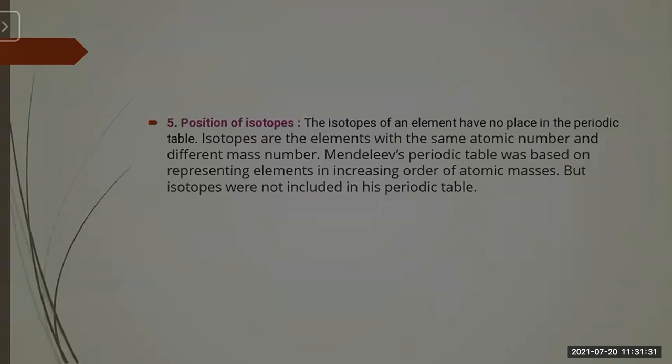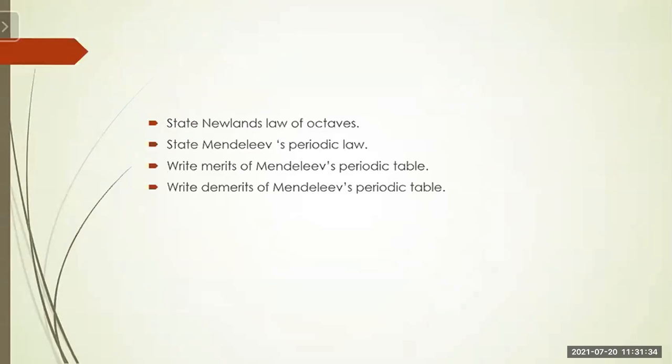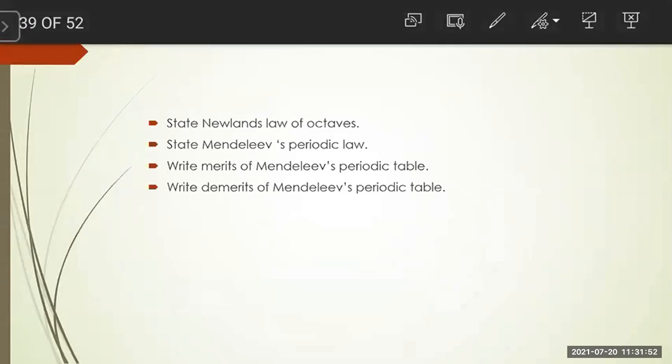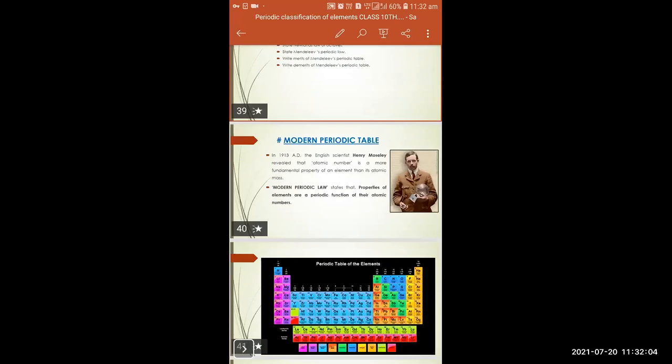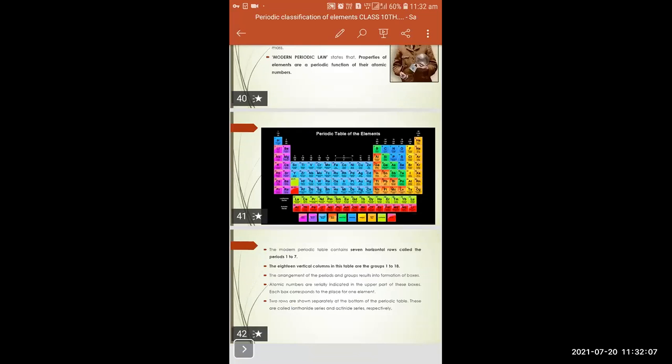Okay, so state Newland's law of octaves, state Mendeleev's periodic law, write the merits of Mendeleev's periodic table, write the demerits of this periodic table. Okay, so this is your homework for today. Anyone having any doubt in this Mendeleev's periodic table and Newland's law of octaves?